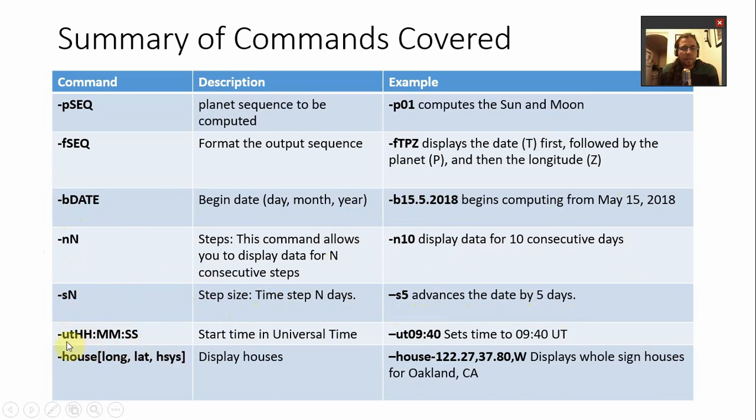How to do time, dash UT, hour, colon, minute, sets the time. For example, dash UT 09 colon 40 sets it at 9:40 in the morning, universal time. If you want to display the houses, dash house, longitude, latitude, house system code. So dash house, here's the longitude, latitude for Oakland, California, and then whole sign houses W.